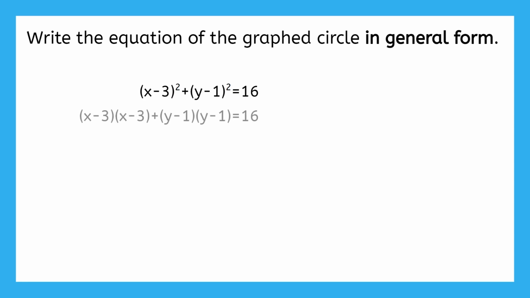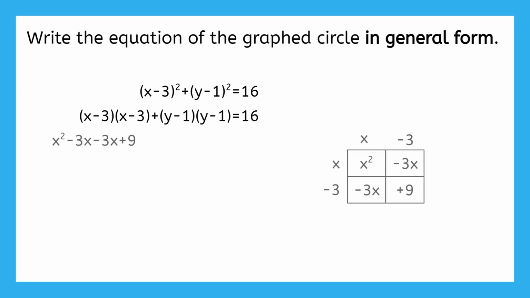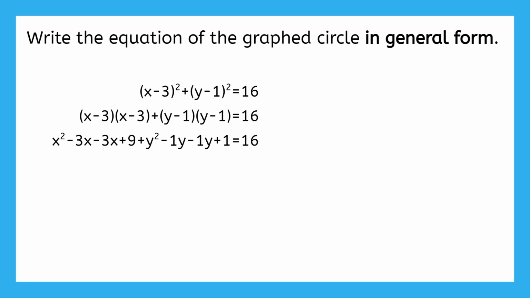First, I can write out the multiplication that my exponents are implying. Next, I can multiply both pairs of binomials. x minus 3 times x minus 3 gives me this, and y minus 1 times y minus 1 gives me this. I've chosen to write these terms as minus 1y, but if you left the 1 out and just wrote them as minus y, that is totally fine too. There's nothing to do with 16, so I just brought it down.